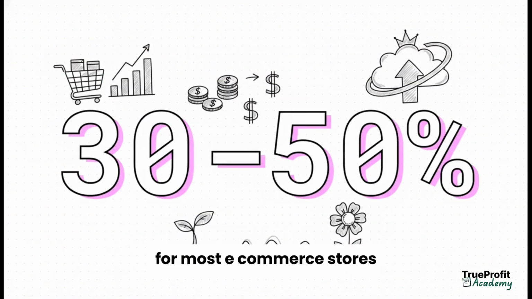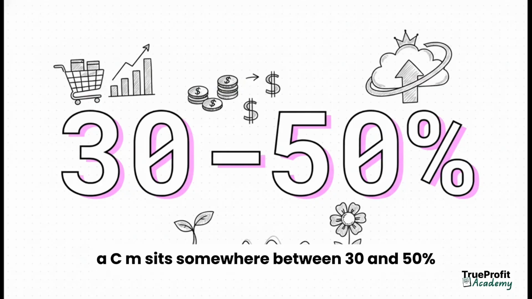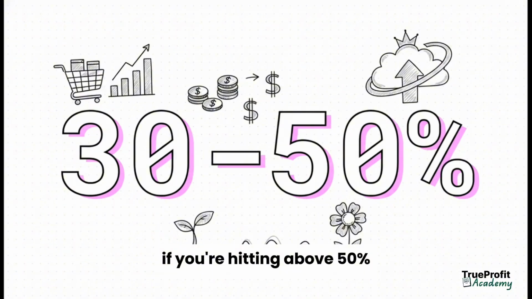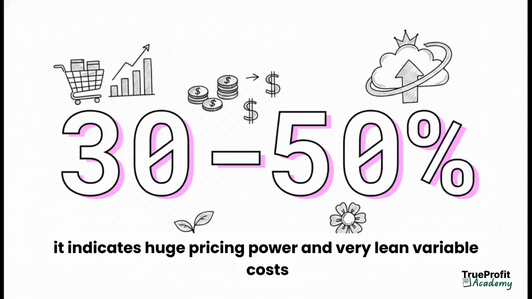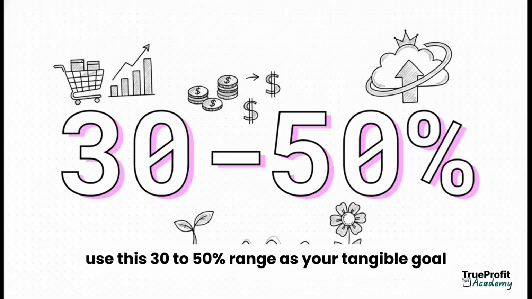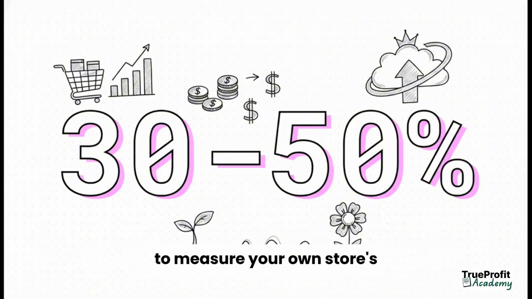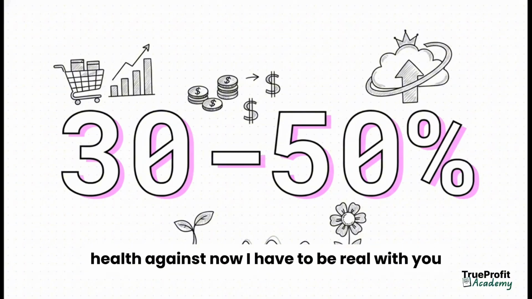So, what should you actually be aiming for? For most e-commerce stores, a really healthy benchmark for WACM sits somewhere between 30 and 50%. If you're hitting above 50%, like our 54.5% in the example earlier, that's incredible. It indicates huge pricing power and very lean variable costs. Use this 30 to 50% range as your tangible goal to measure your own store's health against.